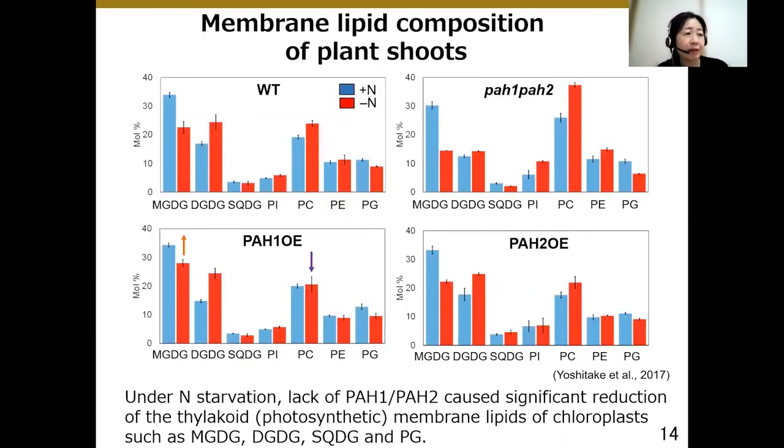Then we analyzed membrane lipid compositions of these plants under normal or nitrogen-depleted conditions. As expected, a marked difference was observed, especially under nitrogen starvation. Under nitrogen starvation in pah1 pah2, the relative amount of chloroplast lipids like MGDG and DGDG became much lower than wild type. In contrast, PAH1 OE and PAH2 OE showed similar membrane lipid composition to wild type. The results indicated that under nitrogen starvation, lack of PAH1 and PAH2 caused significant reduction in the thylakoid membrane lipids such as MGDG, DGDG, SQDG, and PG.